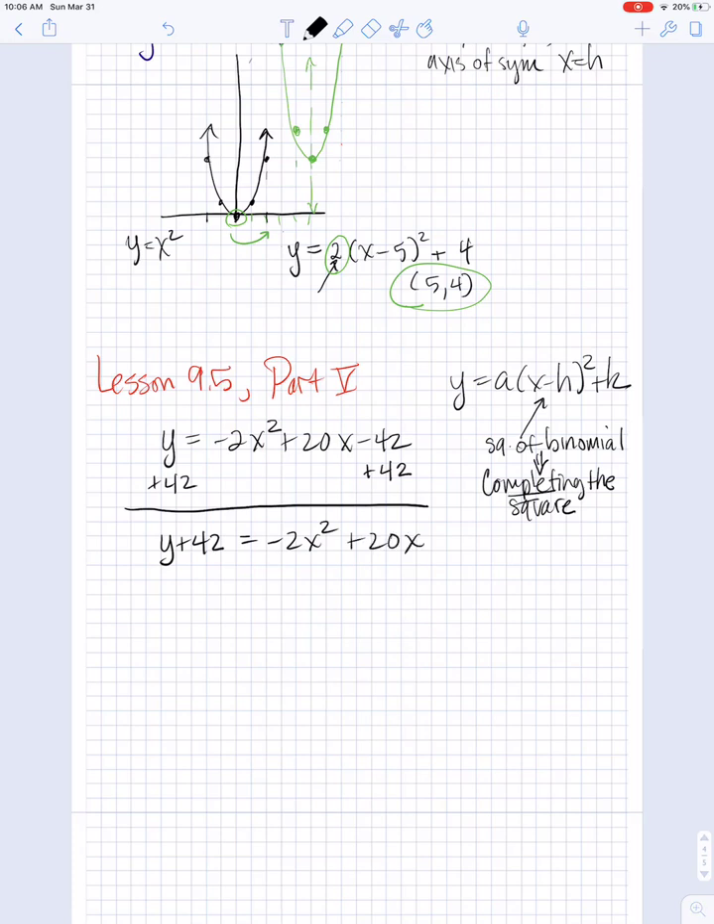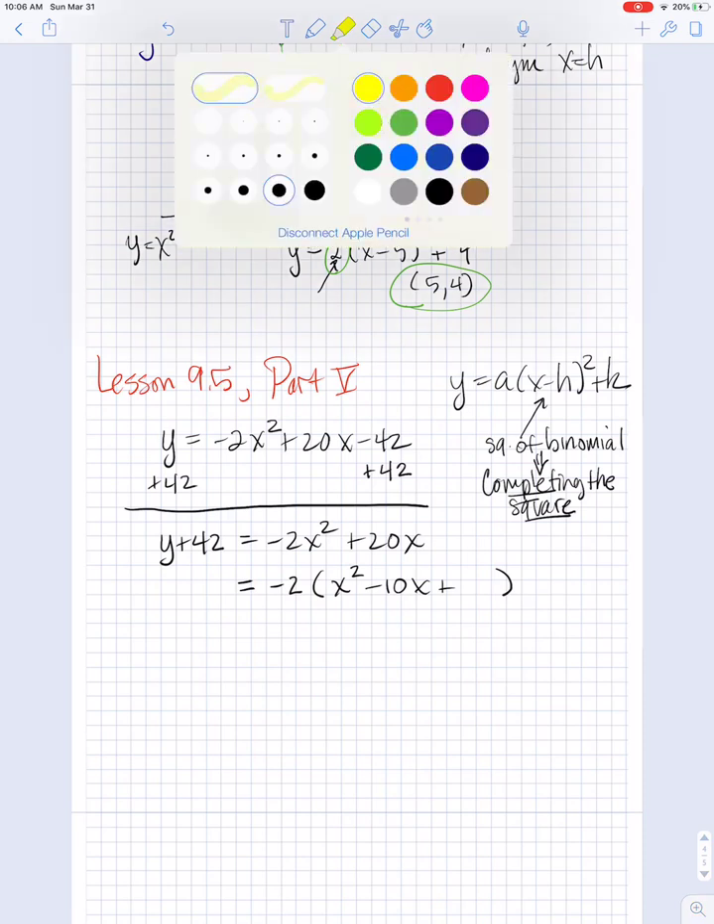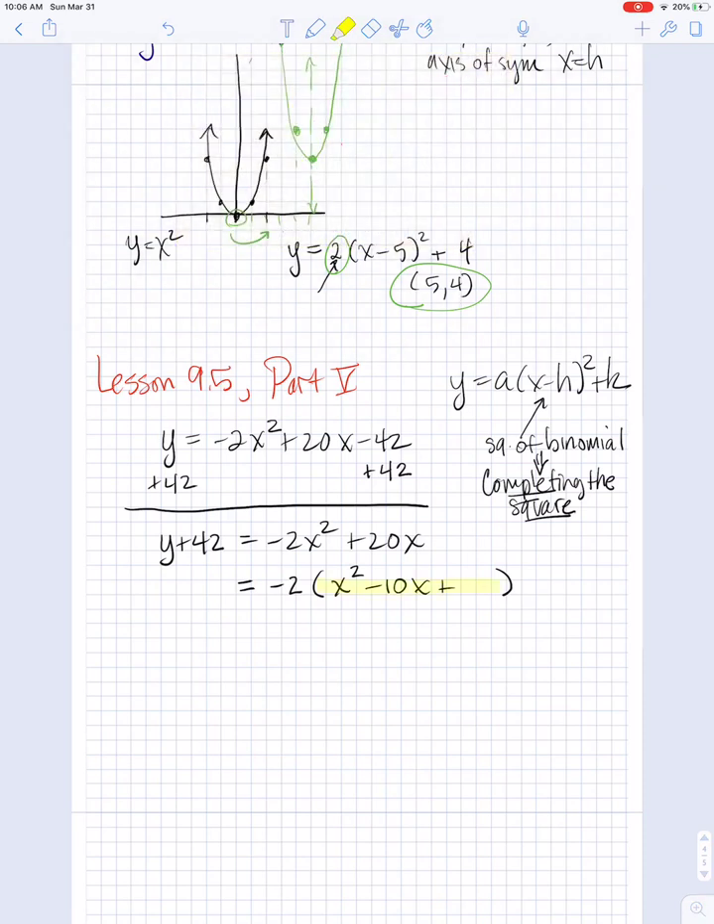Well, remember, with completing the square, we need to have a that's equal to 1. So, okay, I'm just going to leave things on the left side as they are. I'm just going to factor out the negative 2 so that I can look inside my parentheses right here, and I can start to create a perfect square trinomial. Just focusing on this right here, I'm going to get that perfect square trinomial in there.